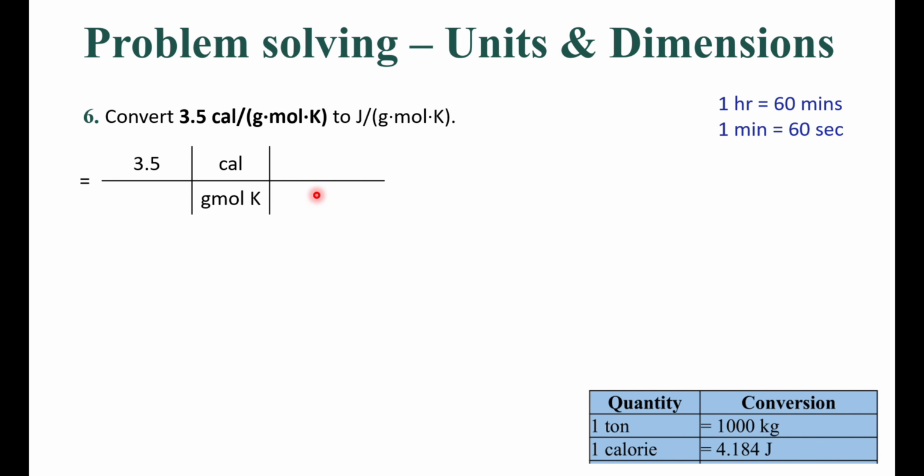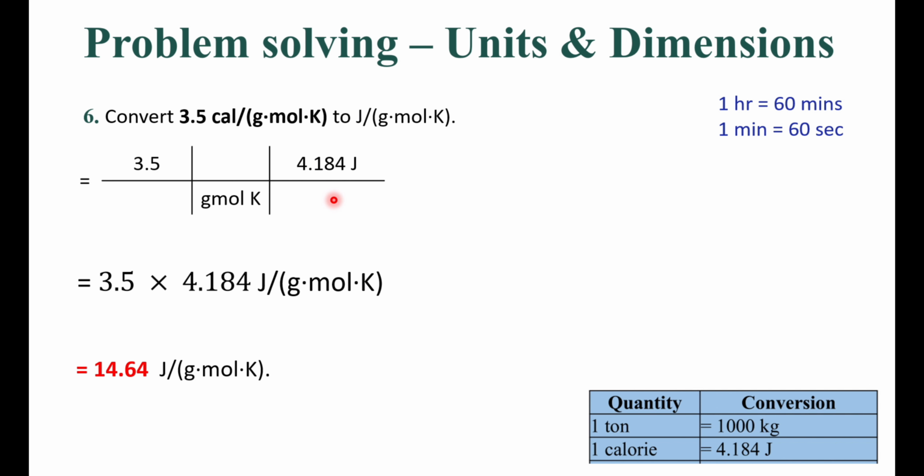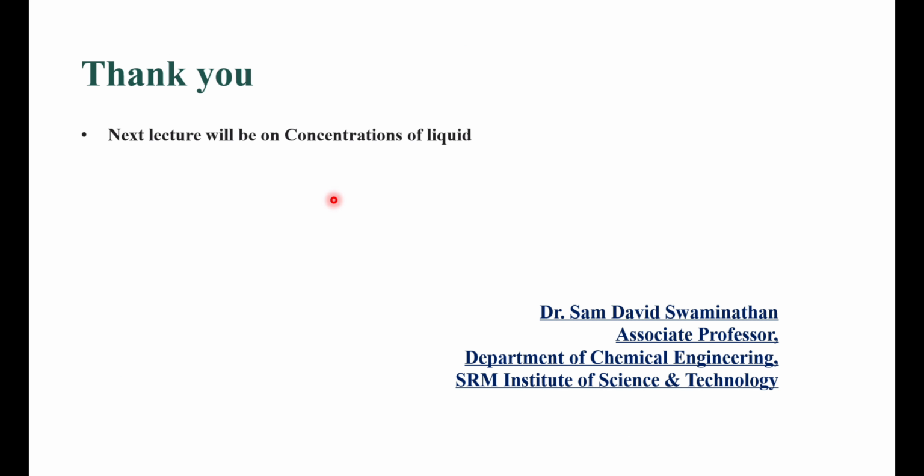I have to write the calorie relation such that the calorie is present in the denominator and the other term, that is joule, in the numerator. So 1 calorie is 4.184 joule. I have written here. So I can cancel this calorie and calorie. So remaining I can combine and write it here like this. The numerator is 3.5 into 4.184 joule. There is no numerical value in the denominator, so we can ignore that. On solving, we will get 14.64 joule per gram mole Kelvin. Hence, we converted 3.5 calorie per gram mole Kelvin to 14.64 joule per gram mole Kelvin.